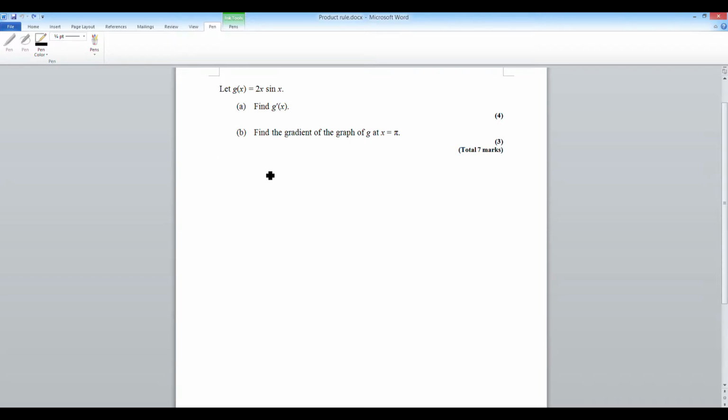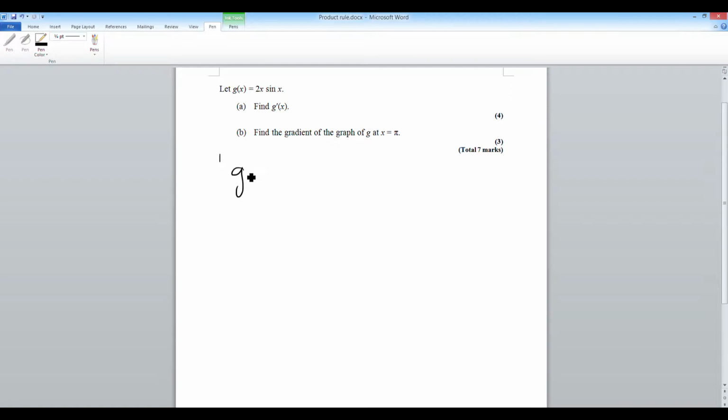Hello, let's take a look at the product rule with differentiation. Given here is a function g of x, and this function is equal to 2x multiplied with sine x. If we want to find the derivative, as they are asking in part A, we have to use the product rule.